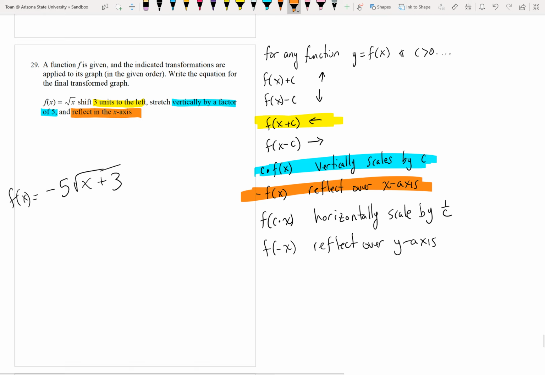So again, if you need to see where the pieces are, this flips it over the x-axis. This is your vertical scale. This is your 3 to the left.